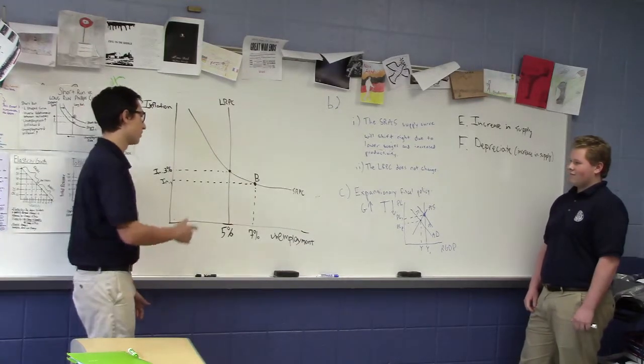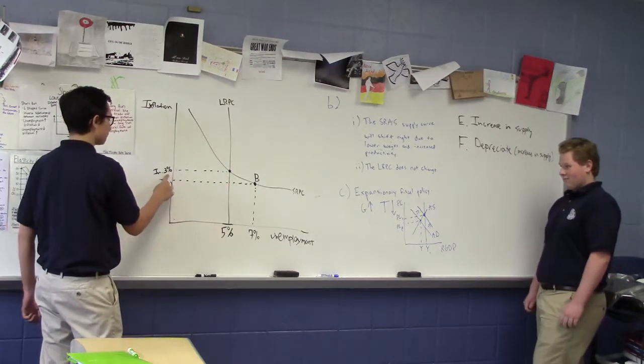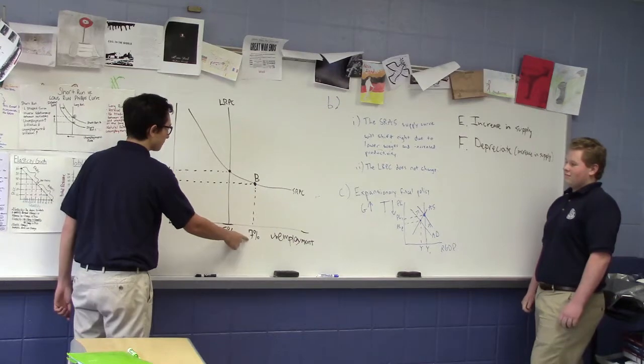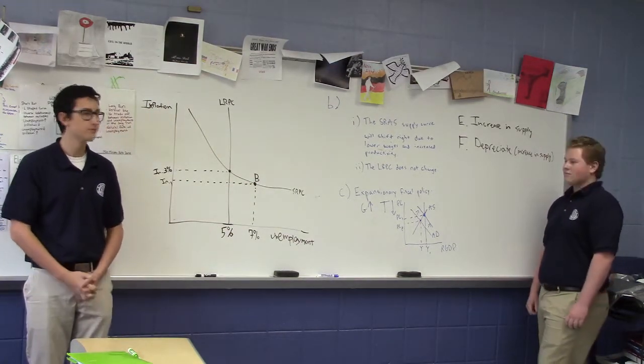Here we have the short run Phillips curve, showing the current inflation rate is 3%. And then at actual unemployment of 7%, here is point B. Excellent, that's exactly what we wanted in that part.